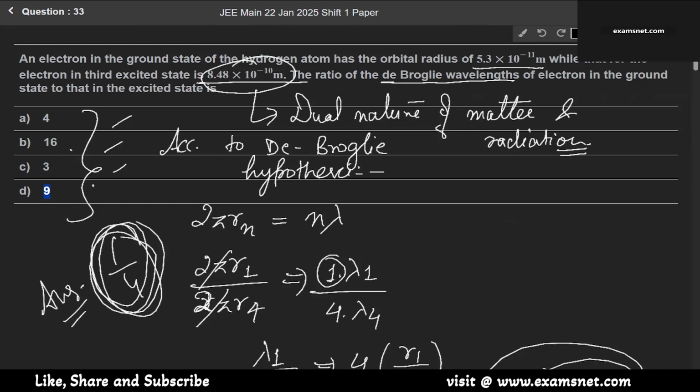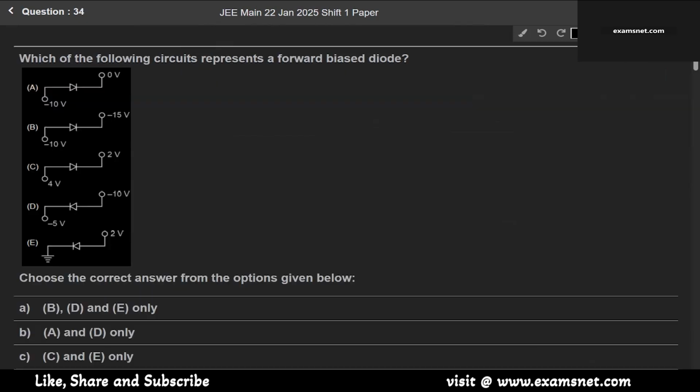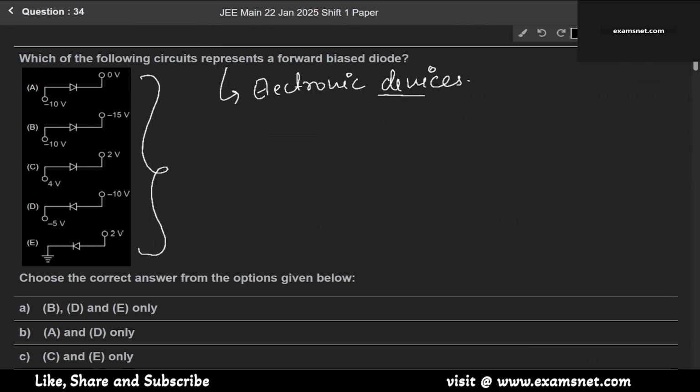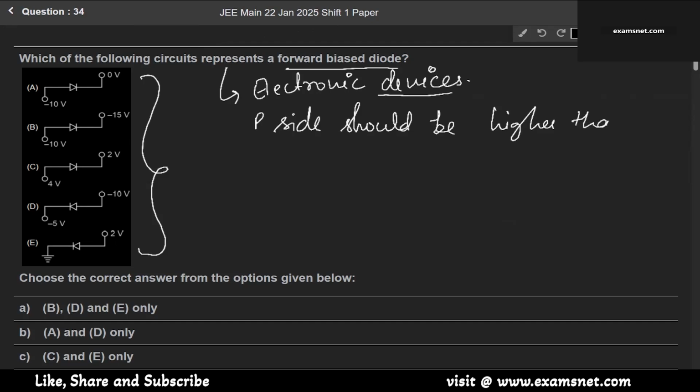Now next question 34. Which of the following circuit represent a forward bias diode? We have to find which of these is representing a forward bias diode. First of all, this question is from the chapter of electronic devices. Students, we know that for forward bias diode, P side should be higher than the N side, in potential.